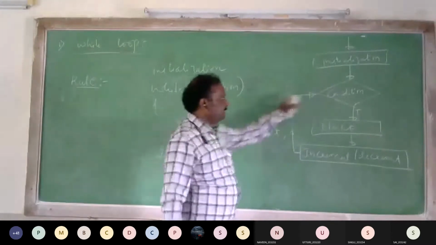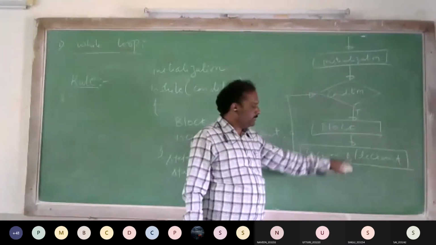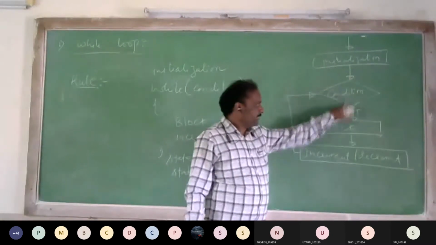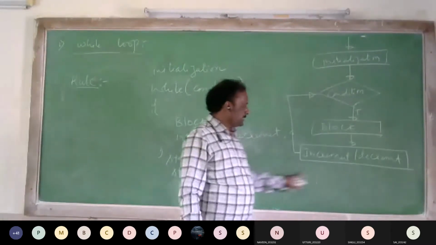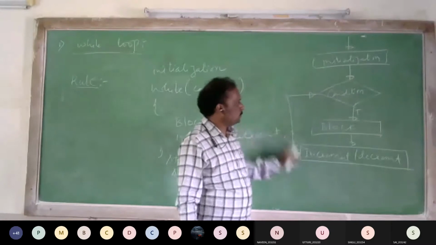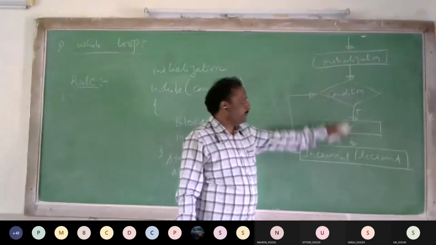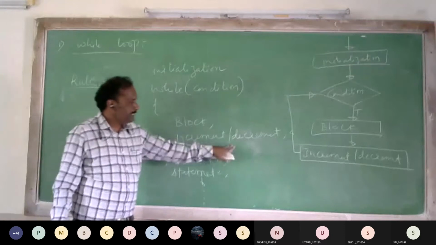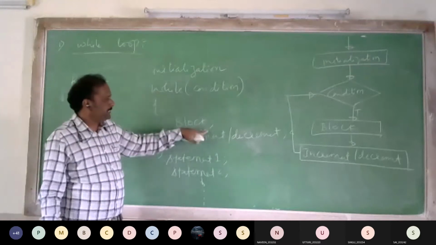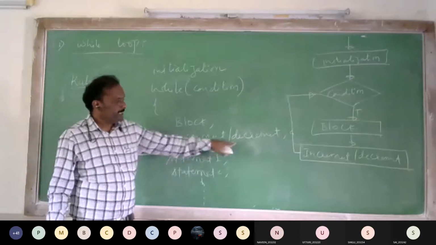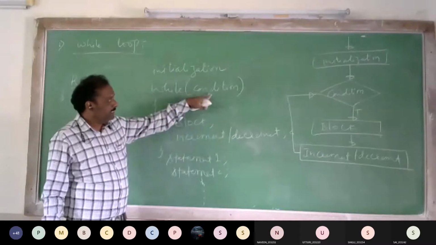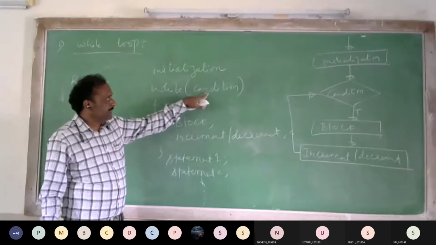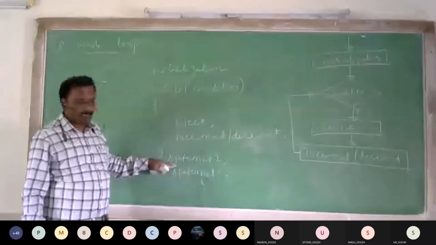If the condition is true, again block set of statements are executed, increment or decrement. Again it will test the condition. This loop will be continued. If the condition is true, block statements are executed, increment, decrement. Again check the condition. If it is true, repeat this process. If the condition is false, then only it will come here.